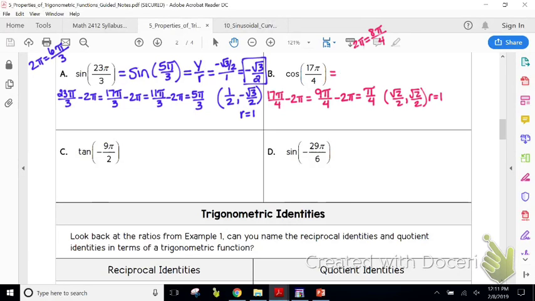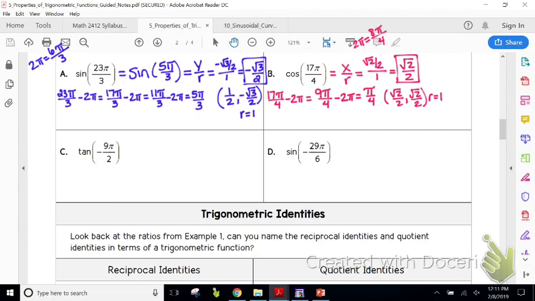Cosine is x over r. What is x? Square root of 2 over 2. Good. Over r is 1, which is square root of 2 over 2. Good.